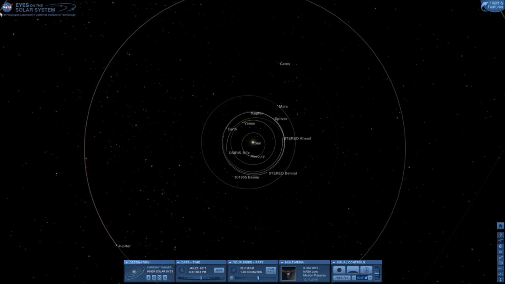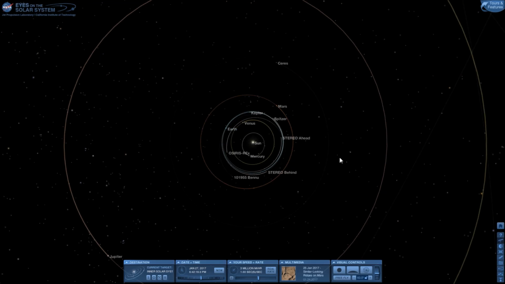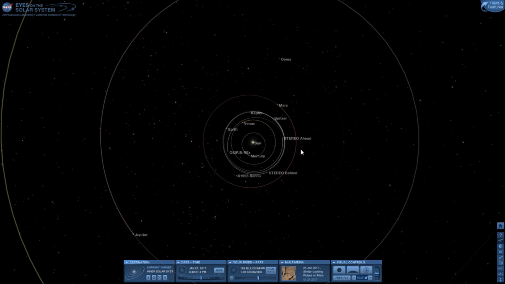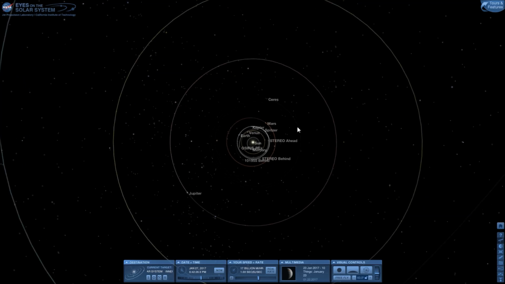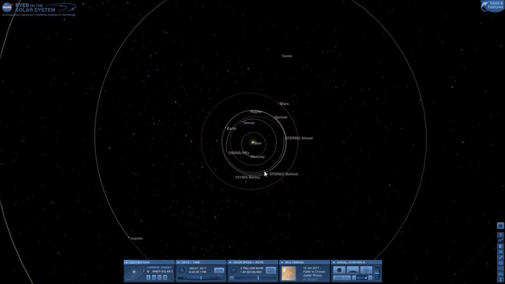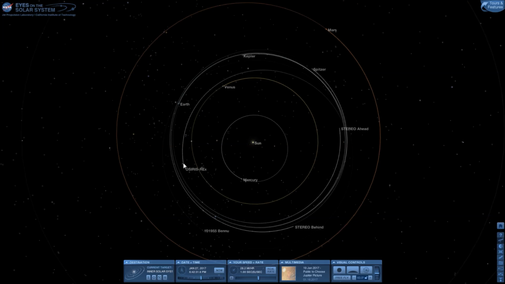So this is NASA's Eyes on the Solar System. If you want it, you can just Google NASA's Eyes, and you'll be able to find it. It was developed by JPL, the Jet Propulsion Laboratory, with the cooperation of their backing institution, the California Institute of Technology. What's really cool about it is that you get a real-time view of the solar system, and it's just awesome. You see all the planets, you see all the different missions. You have OSIRIS-REx on its way to Bennu here.